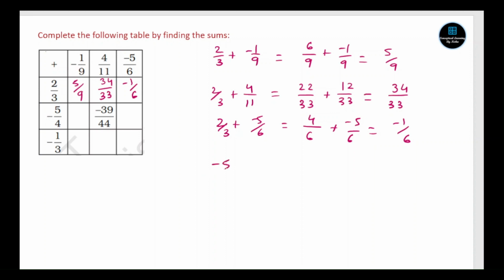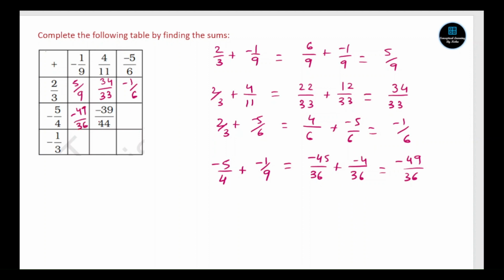Now the second number, -5/4 plus -1/9. Let's write this, -5/4 plus -1/9. So what do we get? LCM is 36. So -45, and we'll get 36 here minus 4. If I simplify, I'll get -49/36. See, here I am not converting this into mixed fraction form because this is a puzzle, okay? Otherwise, you have to convert it.